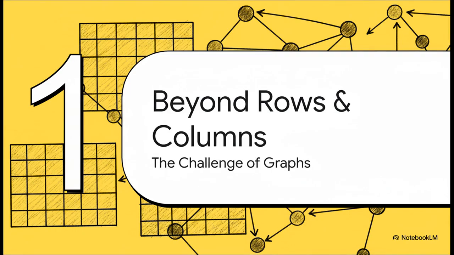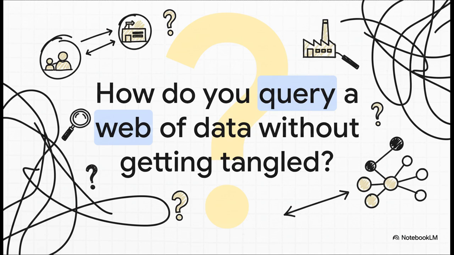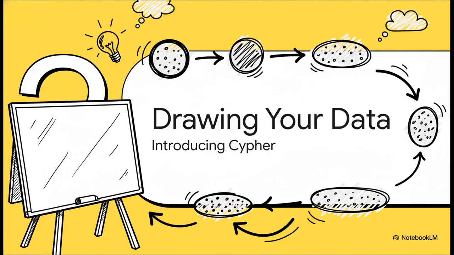Most of our traditional tools were built for those nice, orderly tables. But a lot of the most interesting data, the stuff with the real insights, is actually a graph, a network of things that are all connected to each other. So, how do you even begin to ask questions about a web like that? How do you find out, say, who your friends' friends are, without getting totally lost and tangled up in really complicated code? This is where a language called Cypher comes in.